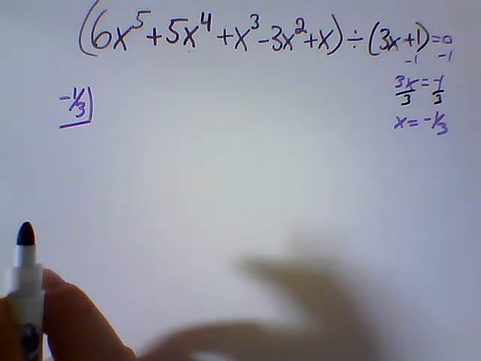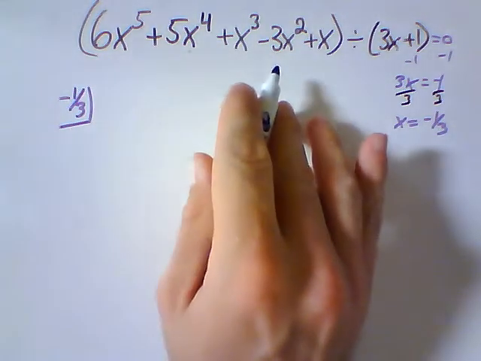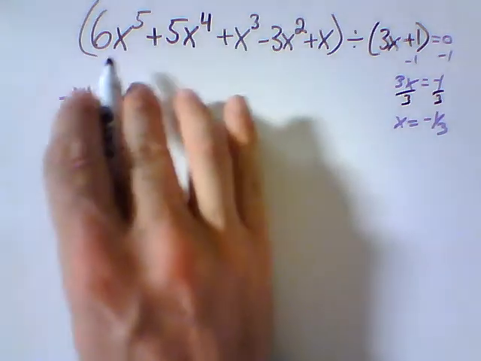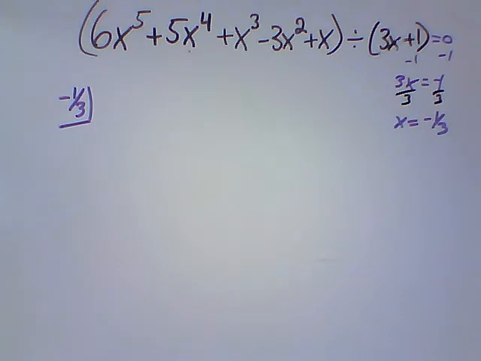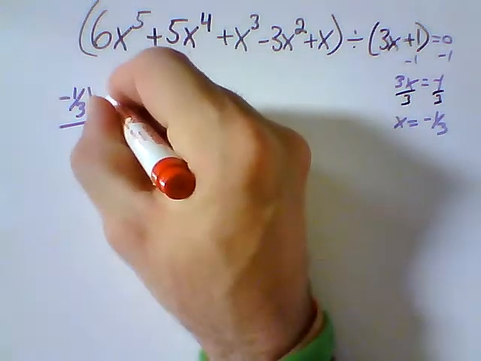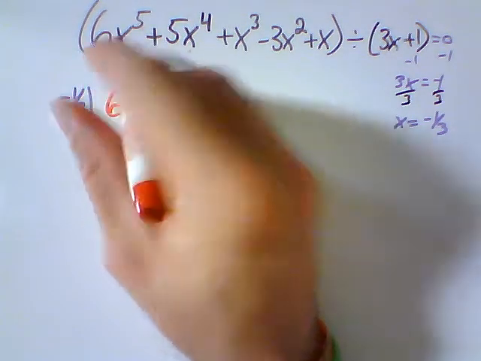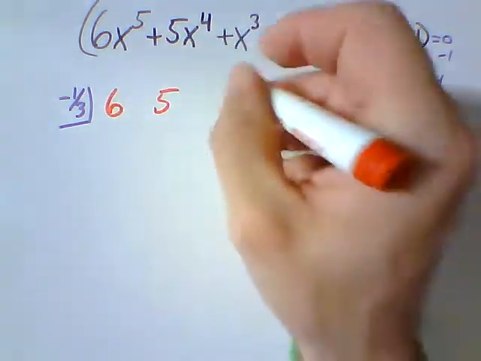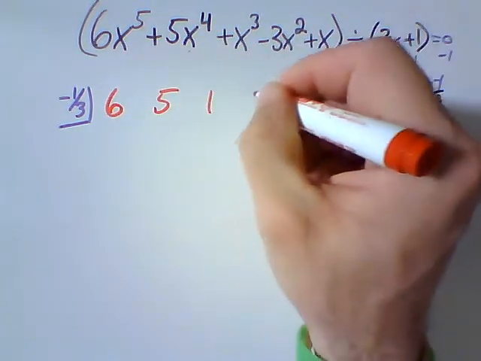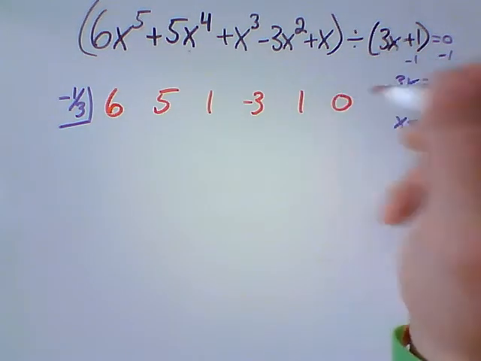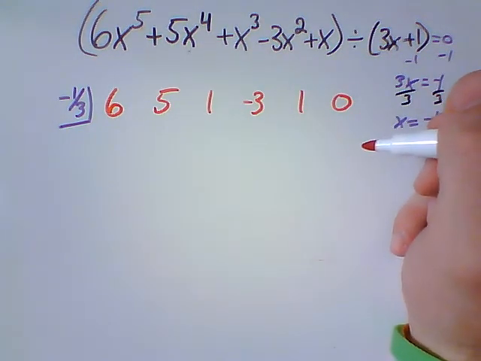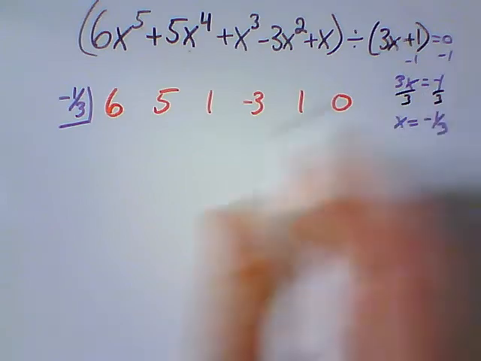I'm going to take all these coefficients. As I do it, because this is not the first one you've seen, I'm going to fill in any missing terms, okay? And I like writing in purple, so I'm going to use red. So I have 6x to the 5th, 5x to the 4th, 1x cubed, -3x squared, 1x, and nothing times x to the 0th. Nothing without an x.